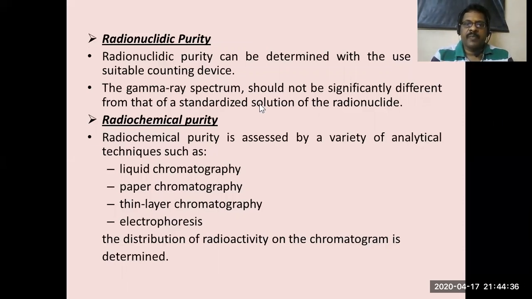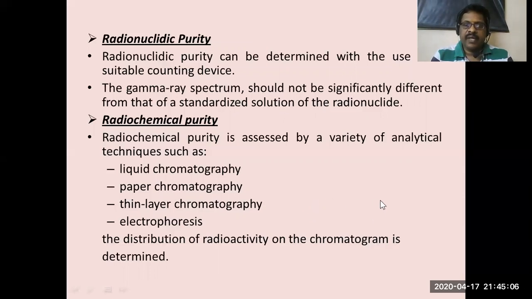The gamma ray spectrum should not be significantly different from that of a standardized solution of the radionuclide. We will have a standard gamma ray spectrum for radioactive nuclides. So after producing, if you take the gamma ray spectrum for the product, it should exactly match the standard one. Radiochemical purity.